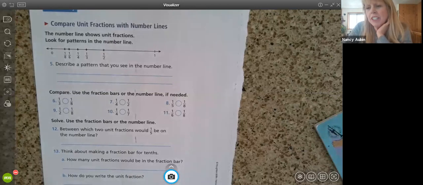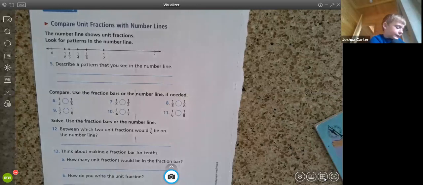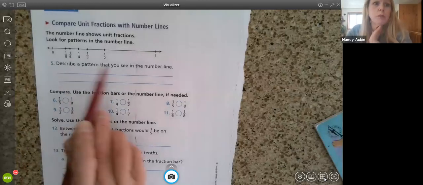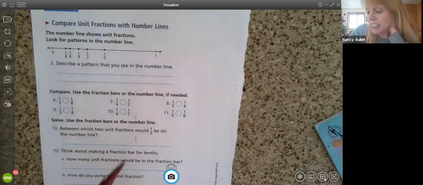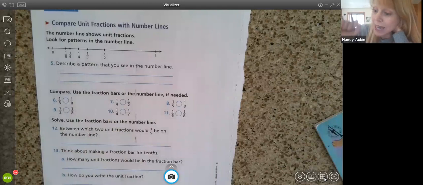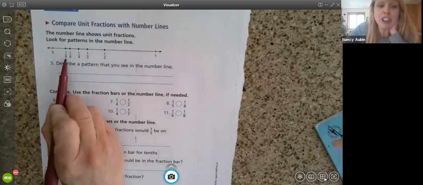Any other observations before I start sharing some thoughts? I got another one. Go for it. They're all unit fractions but one. Excellent. Yes, these are all unit fractions. That's so important that you pointed that out. That's our learning target today. We're comparing unit fractions because the rules are different when comparing fractions, and that's something you want to remember. When it's a unit fraction, if the denominator is greater, look at this one.